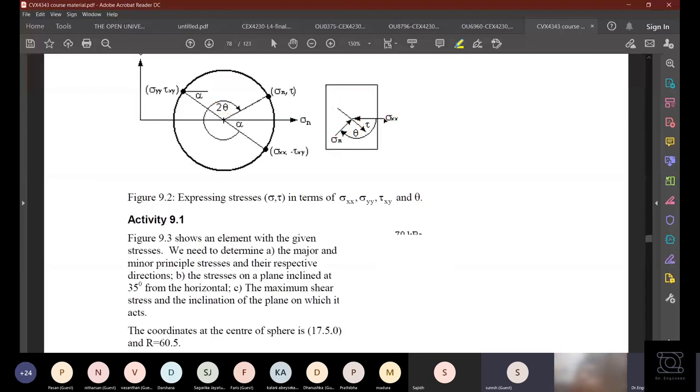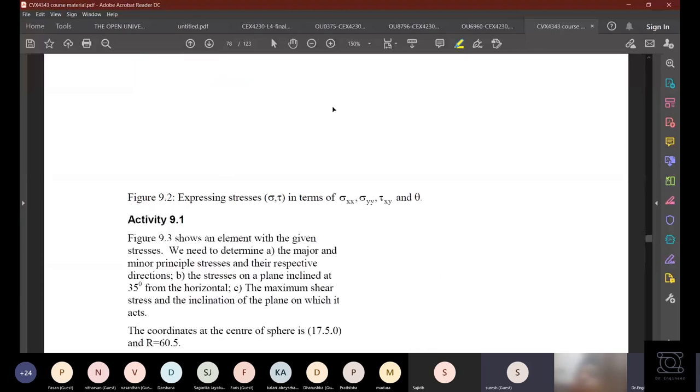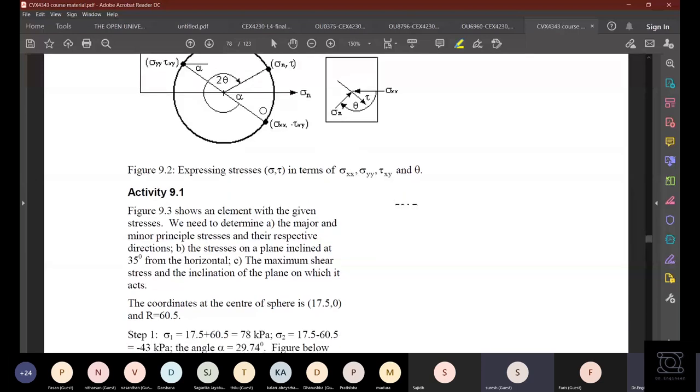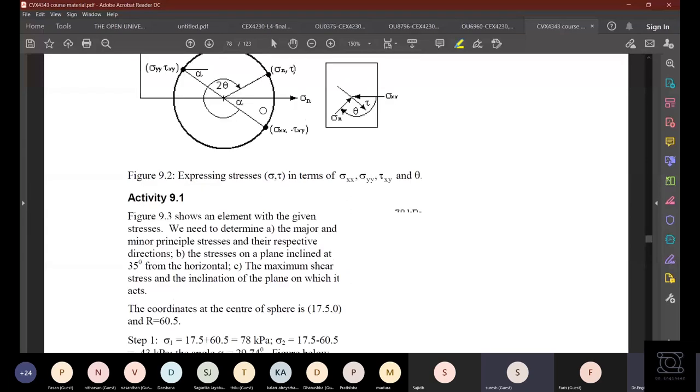So the angle between sigma xx and the normal to the plane is taken as theta. If that is taken as theta in the soil element, that would be 2 theta in the Mohr circle, right? So we know that theory. In that case, 180 minus 2 theta means this one, right?